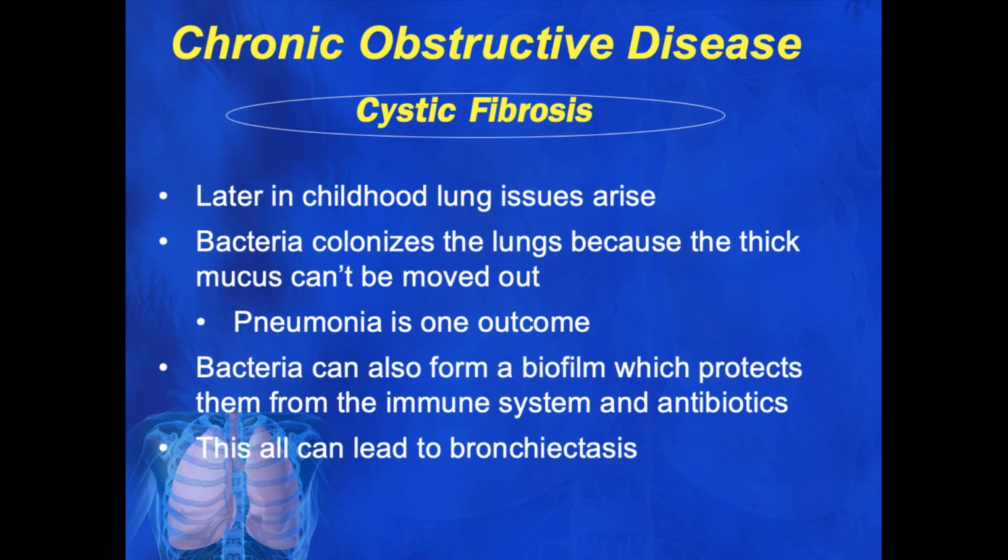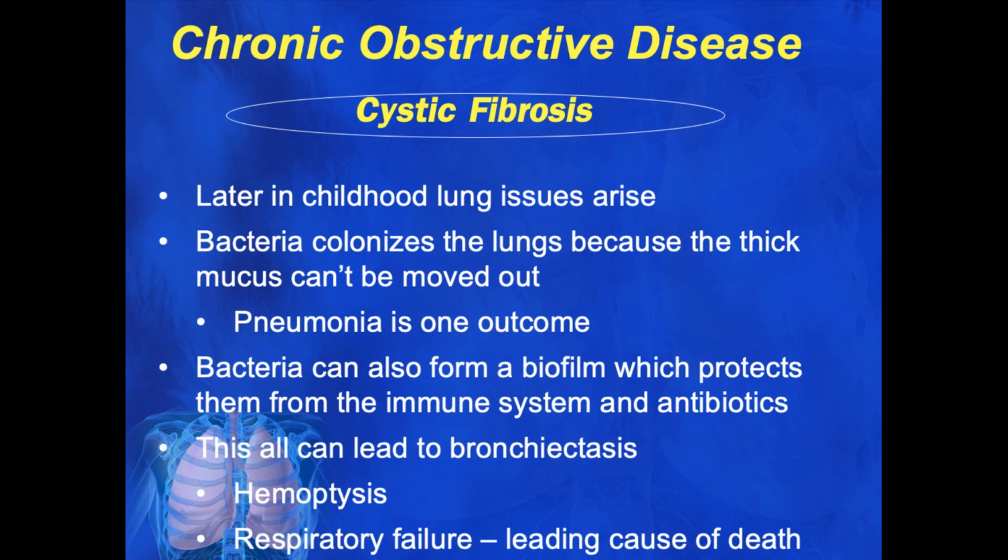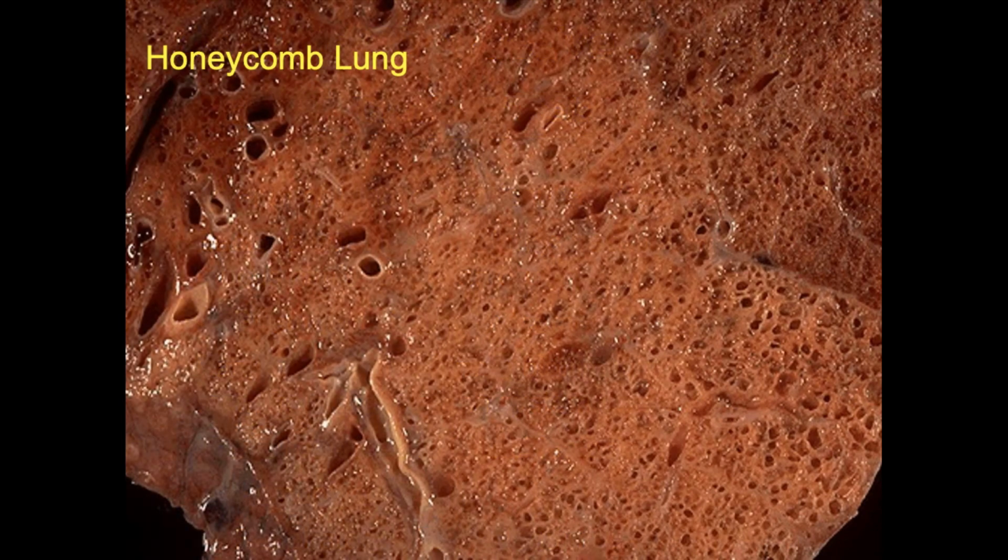So this all can lead to bronchiectasis, which we already talked about, and we can have hemoptysis from this, and then eventually respiratory failure, which is the leading cause of death. And this shows you what's called a honeycomb lung, and this is from that fibrosis of the lungs from the cystic fibrosis.